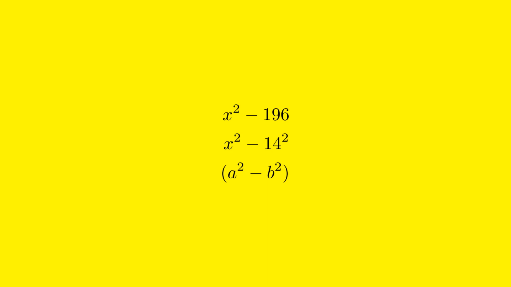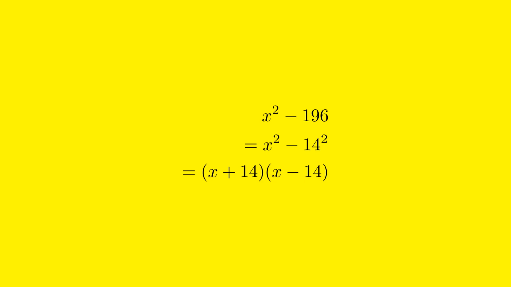Thus, we rewrite the expression as x squared minus 14 squared. This alteration reveals the structure needed to apply the difference of squares formula. By identifying and expressing the original problem in this form, we make it easier to factorize in the next steps.